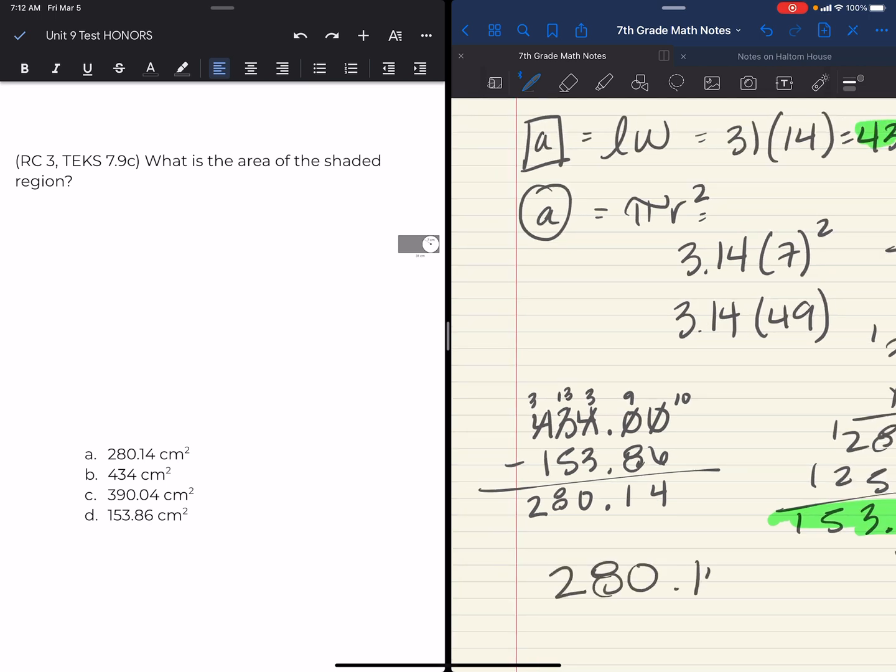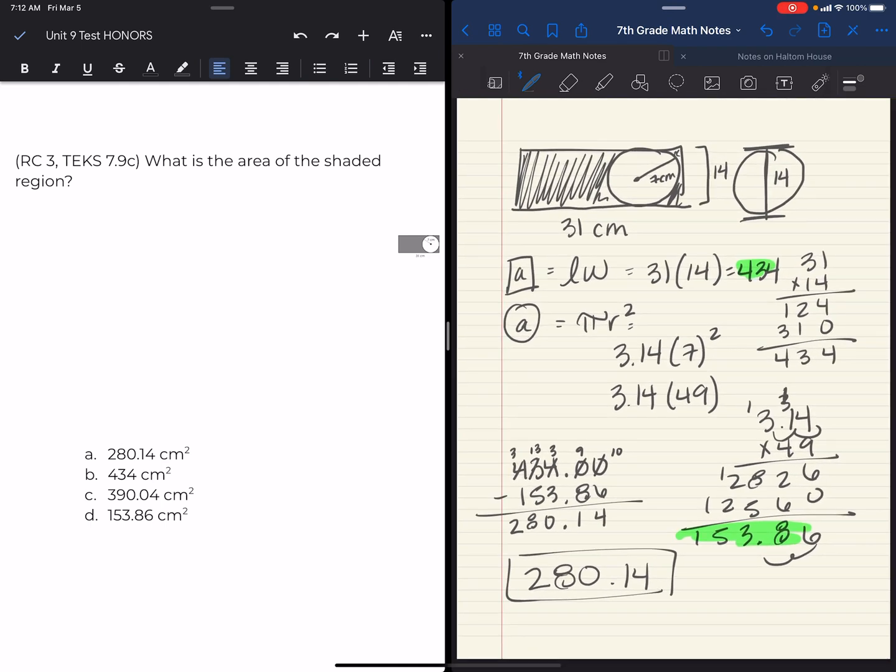That should be the area of the shaded region of that teeny tiny little shape that would not format correctly. So it looks like your answer choice is A. B, we know not to be right because that's the area of the rectangle. D, we know not to be right because that's just the area of the circle. And C, honestly, it looks like you might have done some borrowing wrong if you got answer choice C. But A is definitely the answer.